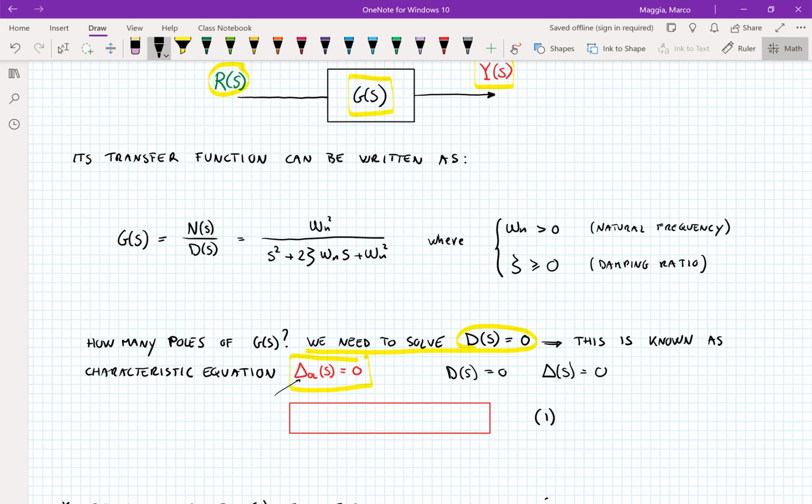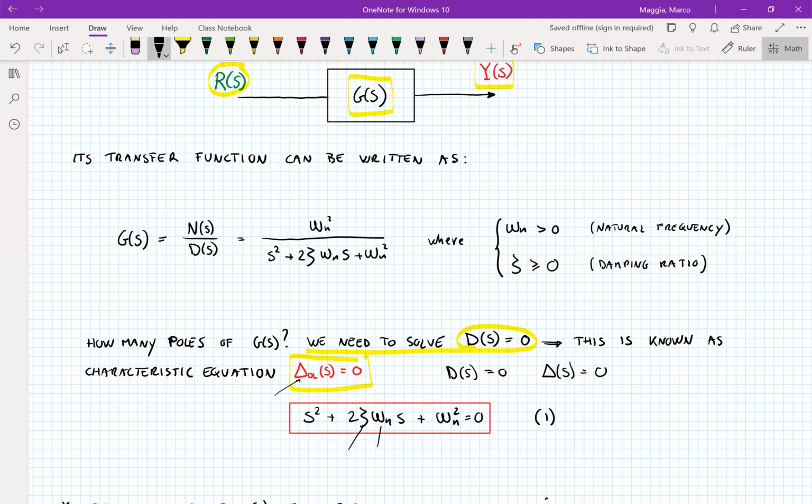So in this case, we have that this is equal to s squared plus 2 zeta omega n s plus omega n squared equals 0. All right, so now we have to find the roots of this equation, that is the poles. Of course, here the result or the poles will depend on the values of the two parameters, zeta and omega n.